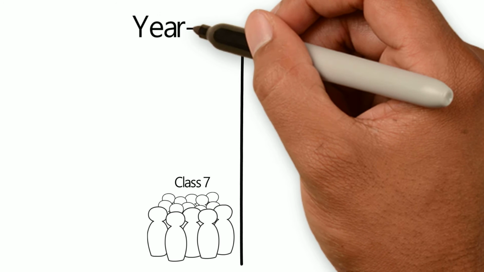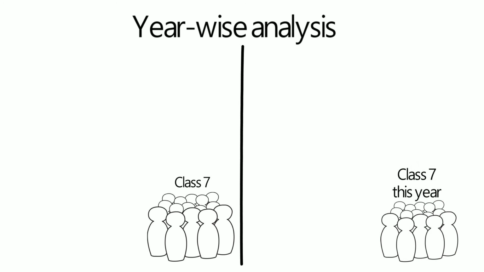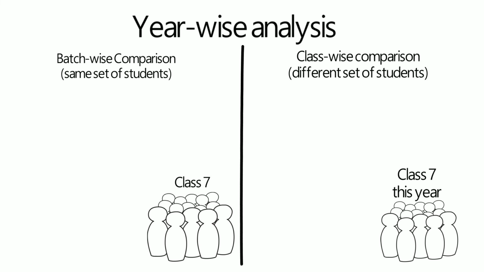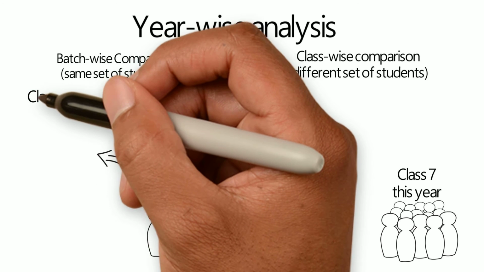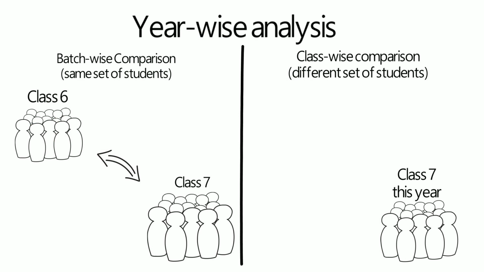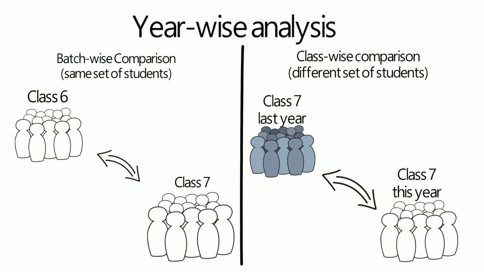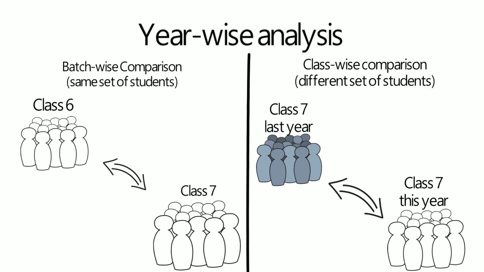The next 2 sections show how the performance of all the classes has changed over a year. Their performance this year can be compared to their performance last year and to the previous batch, meaning a batch-wise as well as a class-wise comparison is provided. Let us look at an example. Class 7's performance this year will be compared to the performance of the same batch of students last year or class 6 last year, and also to the same class of students from last year or class 7 last year.